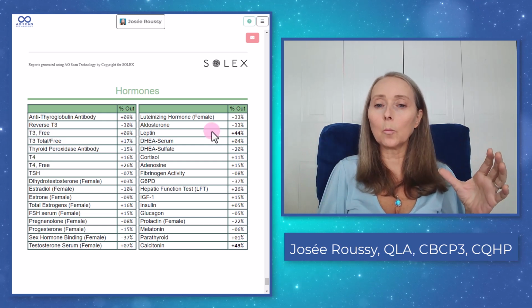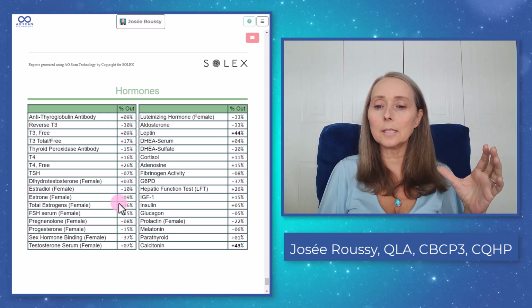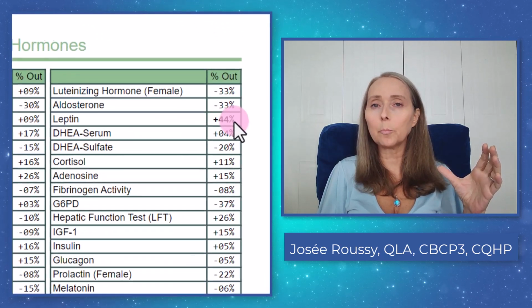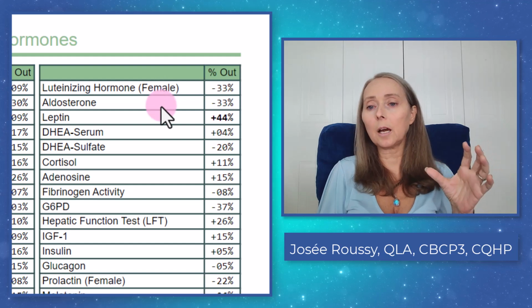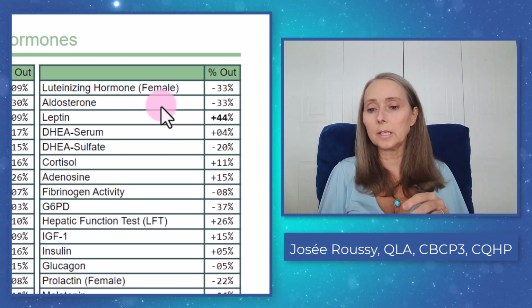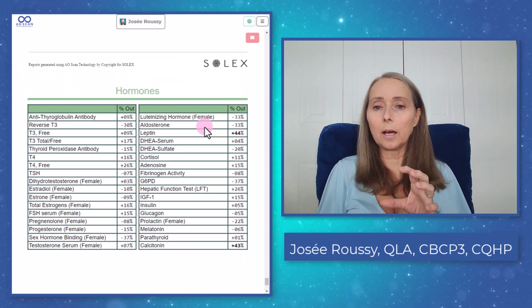So when it's normal, you don't see it in bold. You see, for me, that I have one here, leptin, plus 44%. It's in bold because, visually, even if you don't look at the actual number, because something is in bold, you know that it is imbalanced.